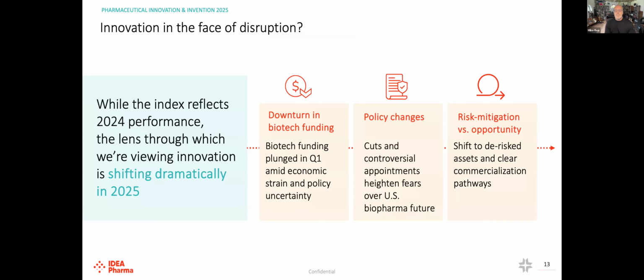So no one knows what's happening in the US. I know Vivek Ramaswamy personally, but I still don't know what's happening in the US and in the FDA. And we're seeing this shift to de-risking assets and really clear commercialization pathways, rather than the big challenging stuff that we're all more accustomed to if we come from the 90s or early 2000s.